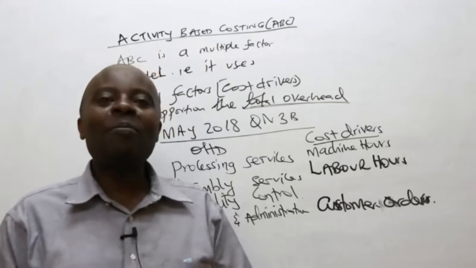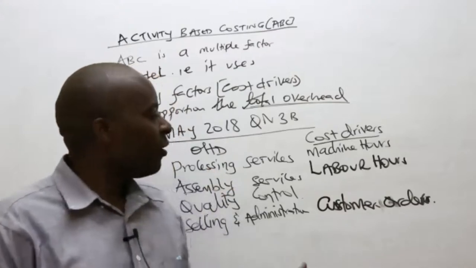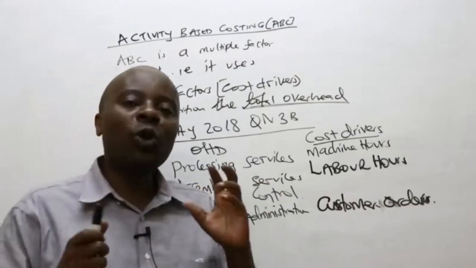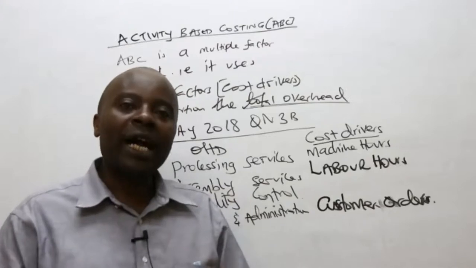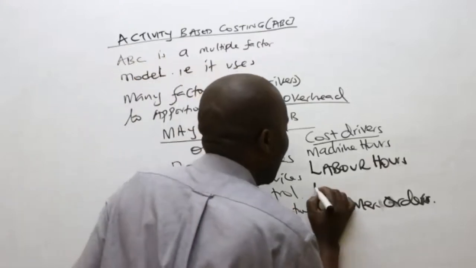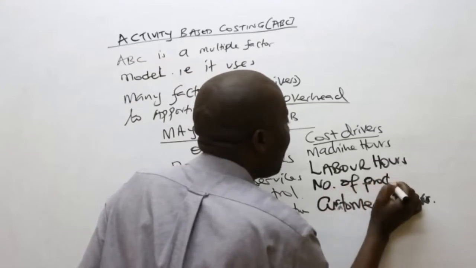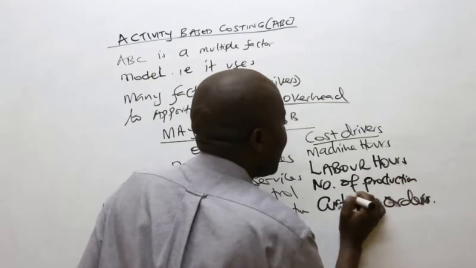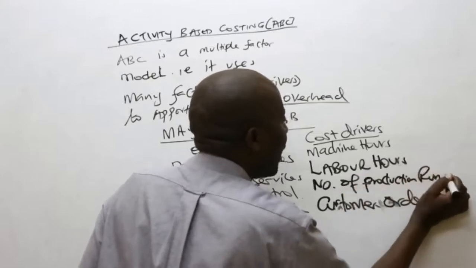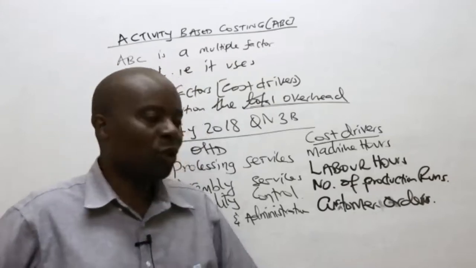Number of production runs. Not unless you are told otherwise. For quality control, we always use number of production runs.